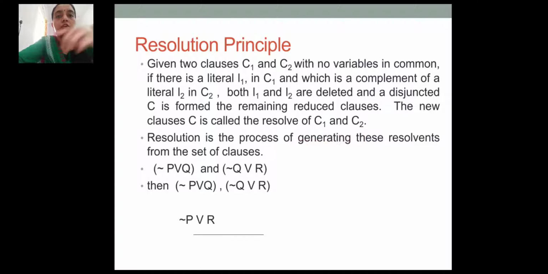So this resolution will perform resolve. Okay, so not P or Q and not Q or R. In these two clauses we have Q and not Q. So these two are deleted and we will get not P or R.